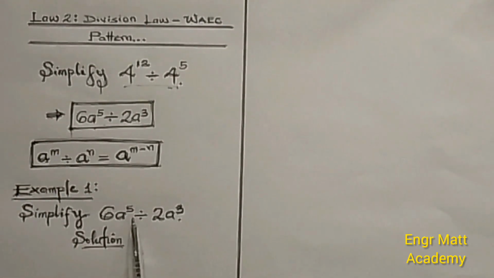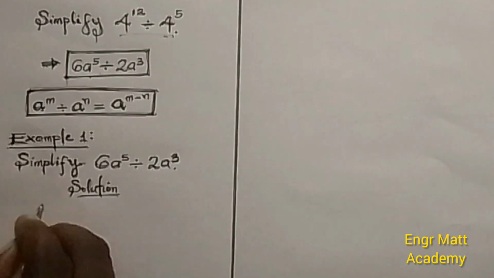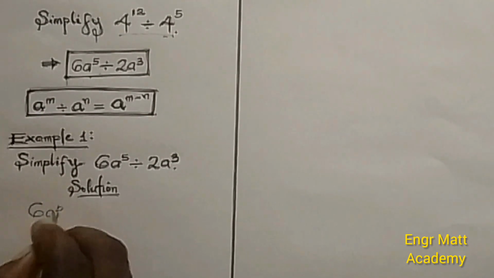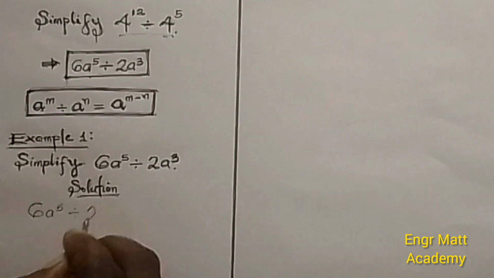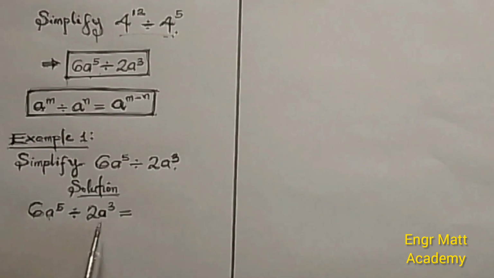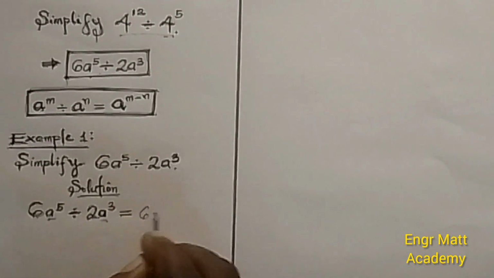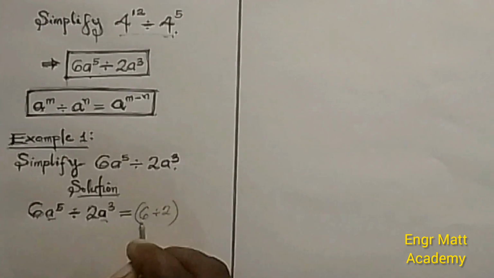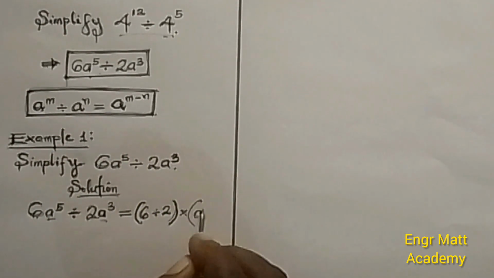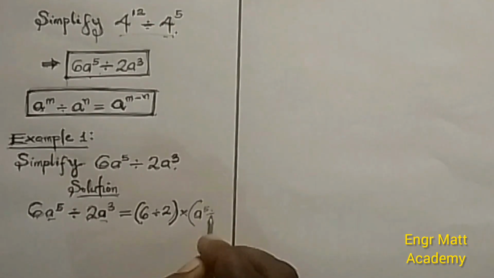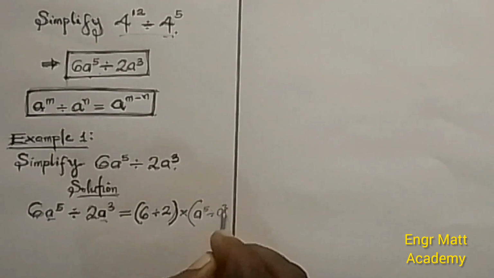So now the problem is this: 6a raised to power 5 divided by 2a raised to power 3. I like to write them again as I always say. Start with the problem, rewrite the problem. The base numbers here are a and a. But what about 6 and 2? We divide them normally, the way we divide numbers. So we say 6 divided by 2 times a raised to power 5 divided by a raised to power 3.